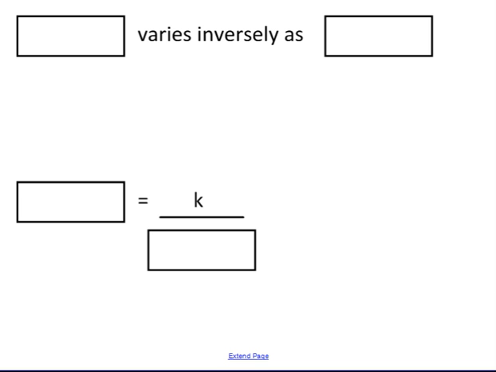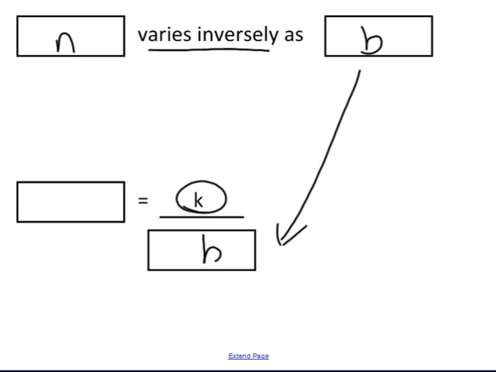Varying inversely, so what's another letter? Let's use n. Varies inversely as b. You got to be careful with this one because I have the k on top of a fraction. The b goes on the bottom. N is equal to k divided by b.